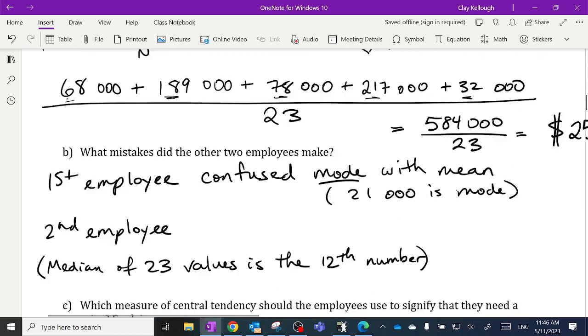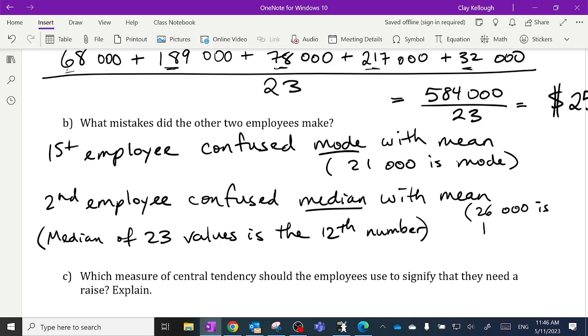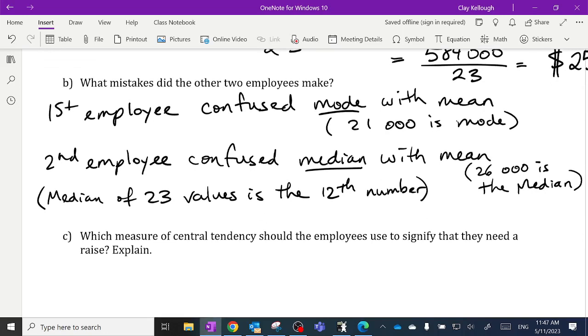So the second employee confused median with mean, and 26,000 is the median. So there we go. Finally, there's a C part of the question which asks you for something more like an opinion. Remember, I can say my average is my mean or my median or my mode. Which measure of central tendency should the employees use to argue, hey, we need to get paid more?